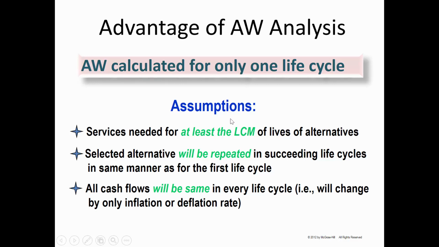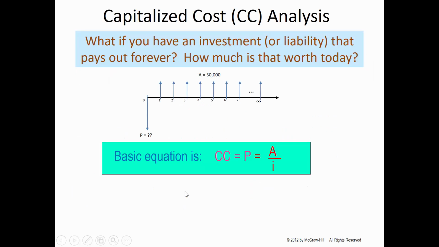So if you've got option A, which is 3 years, and option B, which is 4, if you compare them according to annual worth, it's assuming that you're going to repeat those cycles for 12 years in total. And it also assumes that the amounts will be the same in each cycle. Now here's a specialized case of annual worth analysis. And I mention this because it's going to come up in one of your homework problems.